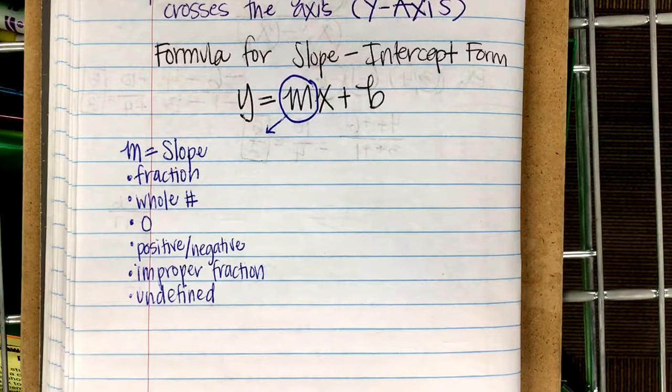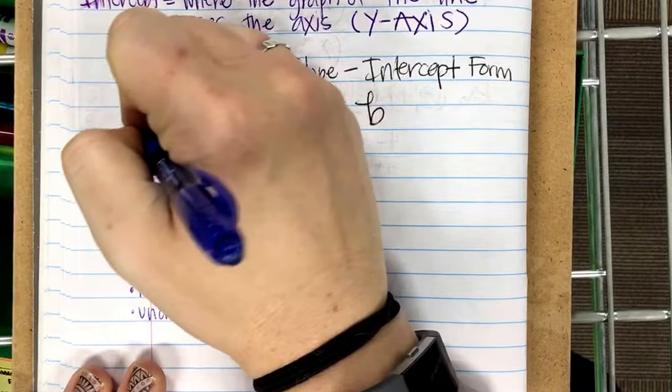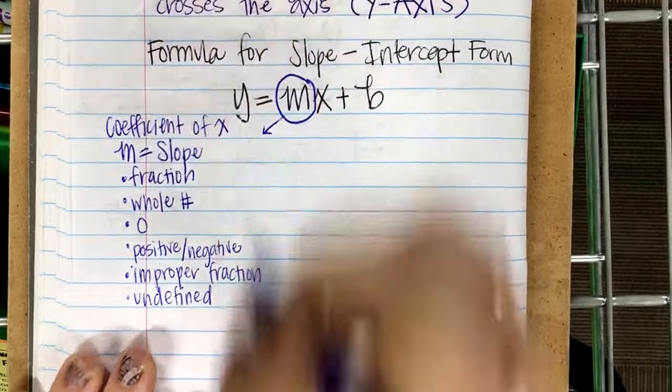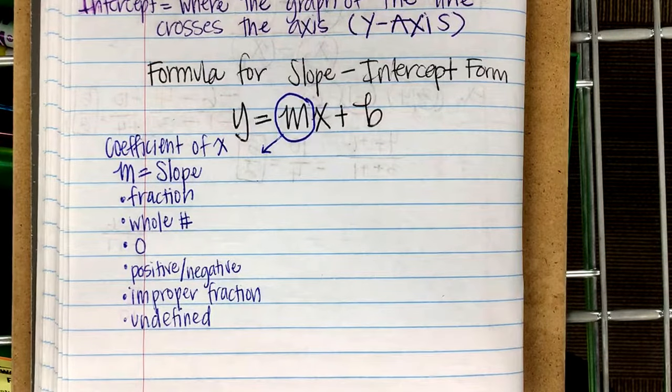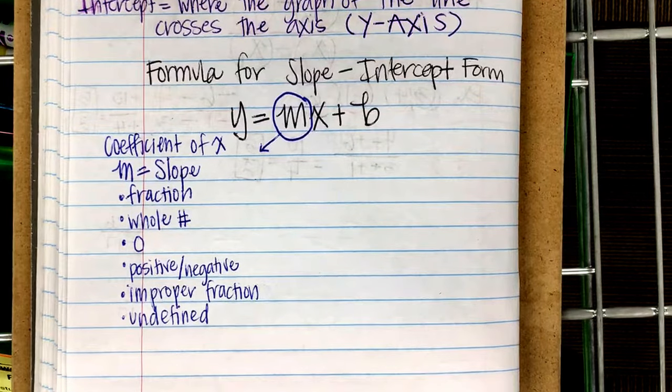M is your slope. Whatever touches x, right? It's the coefficient of x. M is your slope. It's your coefficient of x.